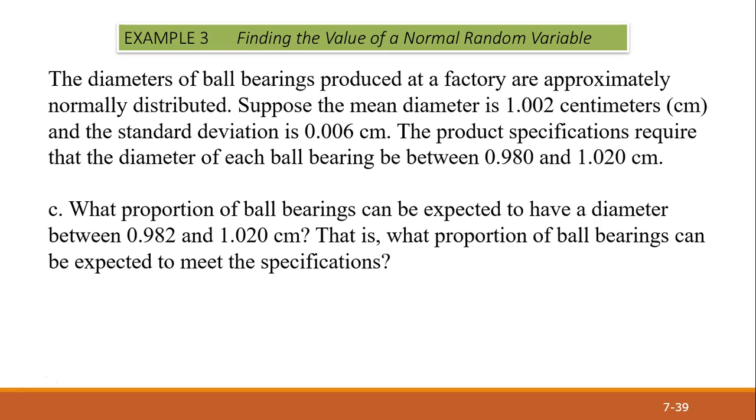Okay, it asks us here, what portion of ball bearings can be expected to have the diameter between 0.982 and 1.020. What this is asking is what proportion of ball bearings can be expected to meet the specifications that we are given from the beginning. Okay, we already calculated the z-score for this one and the area under the curve for that. So what we need to do is calculate this one and then subtract the two.